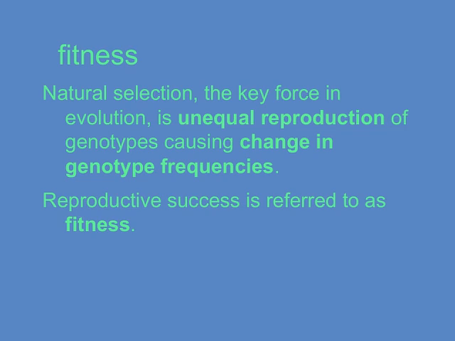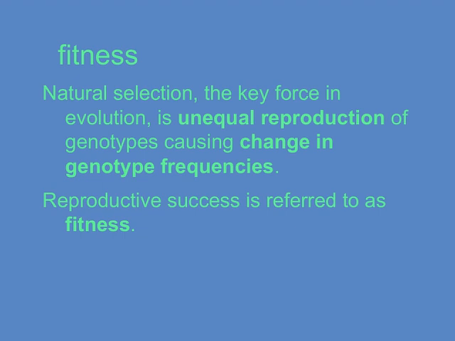And this is a crucial concept because natural selection, which is the main driver of evolutionary change, operates through differences in this reproductive success. Essentially, some genotypes are more successful at reproducing than others, and that leads to changes in the frequencies of these genotypes within a population over time.